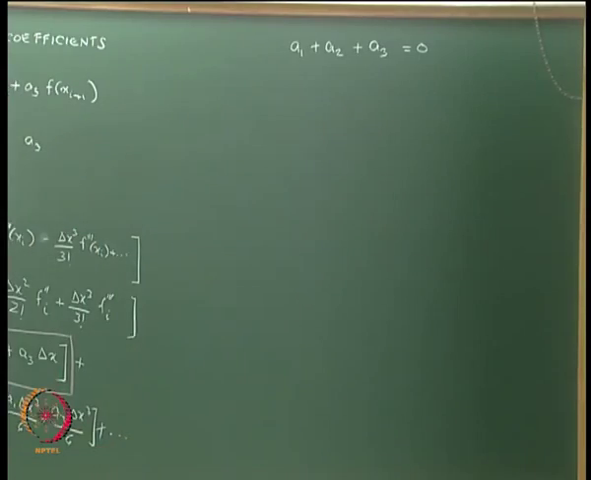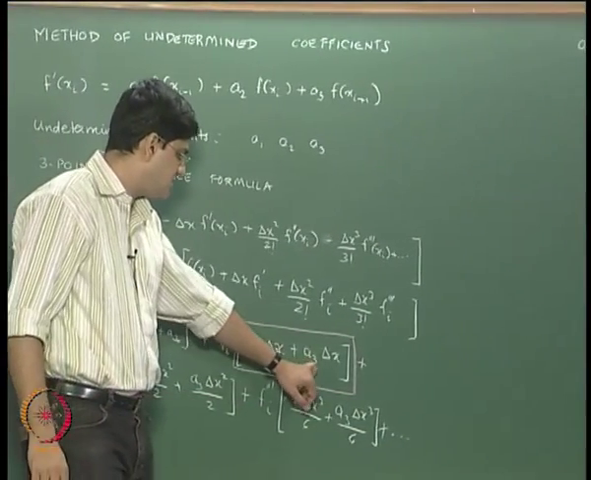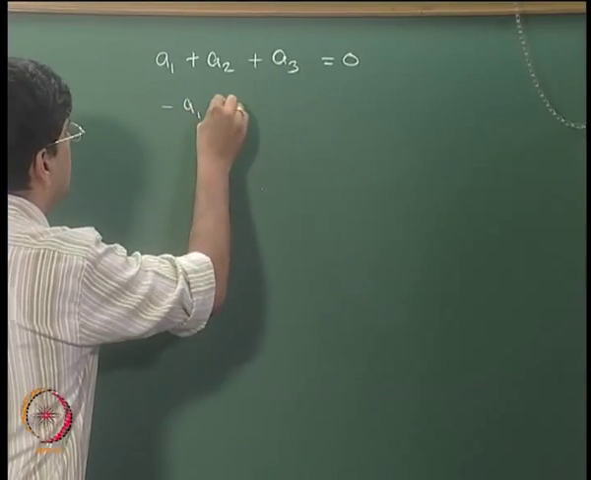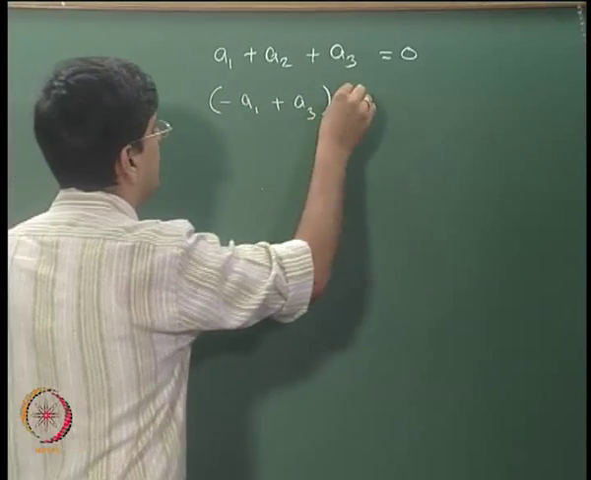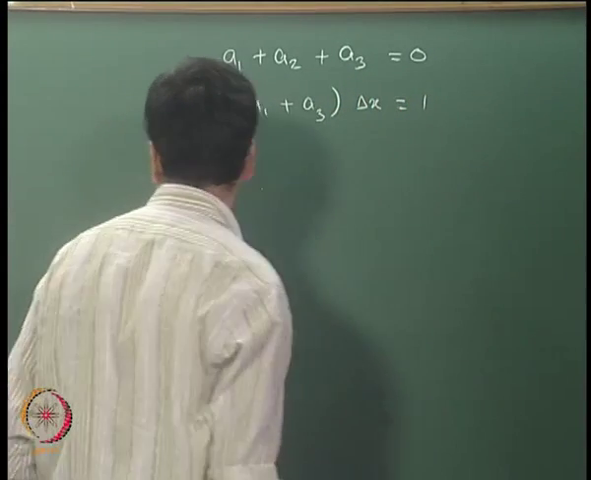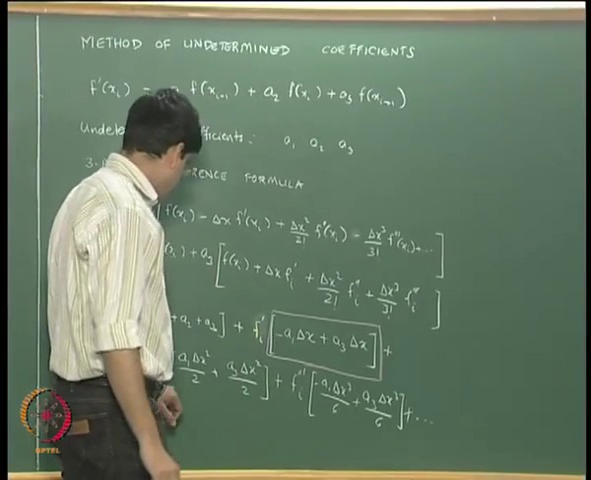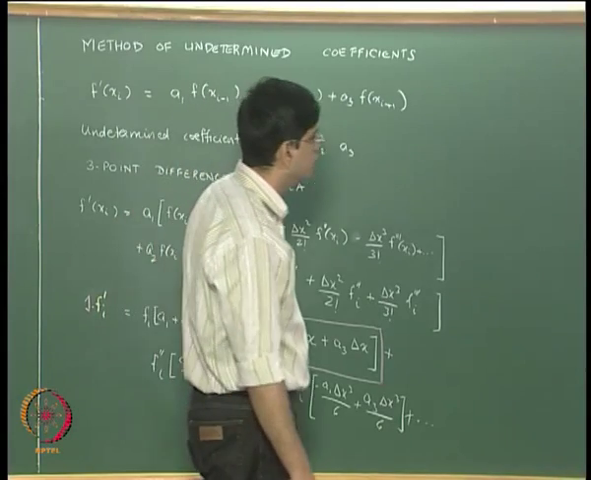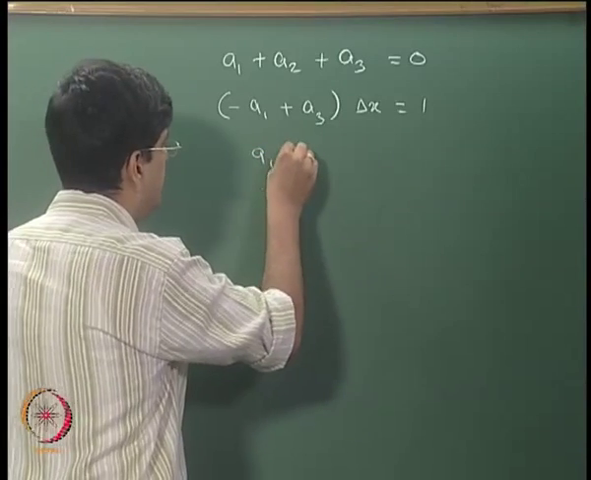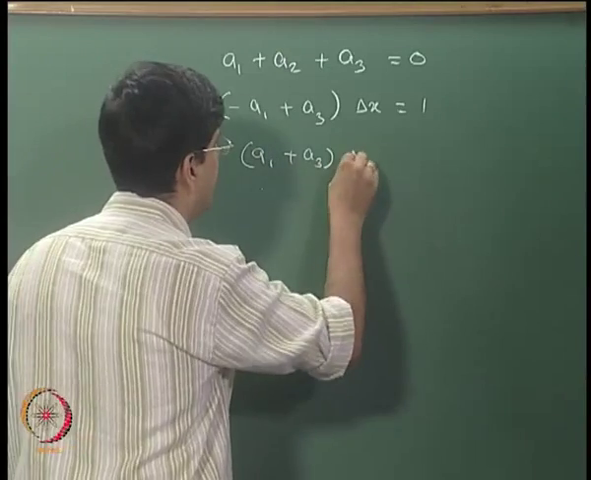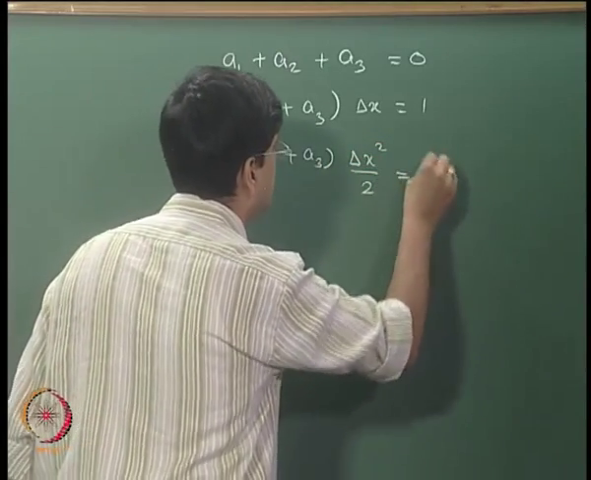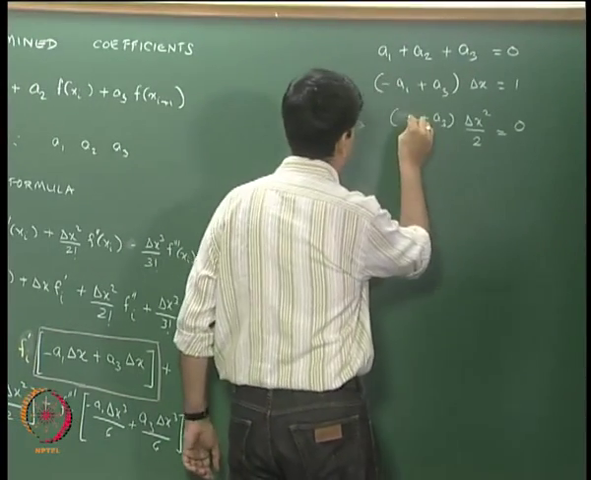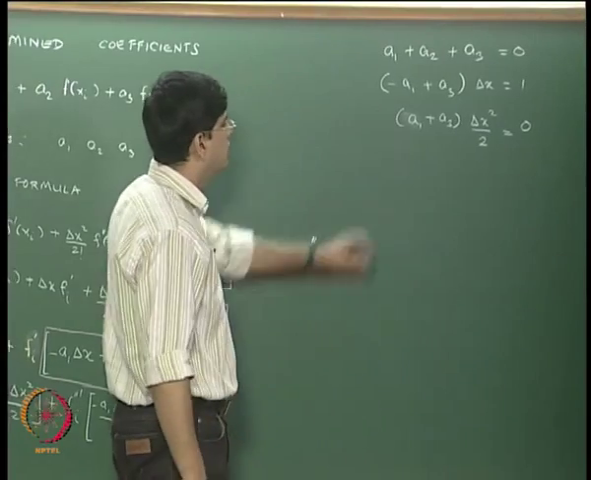The second equation is going to be minus a1 delta x plus a3 delta x equal to 1, so minus a1 plus a3 multiplied by delta x is going to be equal to 1. And the third equation is going to be a1 delta x squared by 2 plus a3 delta x squared by 2 equal to 0, so a1 plus a3 multiplied by delta x squared by 2 equal to 0. That is going to be our third equation.